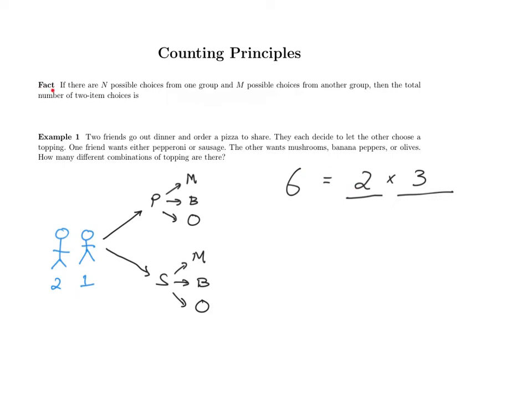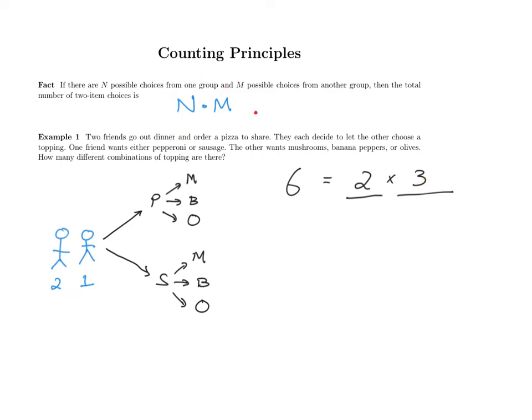And that's what this fact says up here. If there are n possible choices from one group and m possible choices from the second, then the total number of 2-item choices is the product of these 2 numbers. As a formula, you can say that is equal to n multiplied by m. And if you can see that right at the beginning of this problem, you can avoid doing all this and just say, it's 2 times 3, and that is 6.